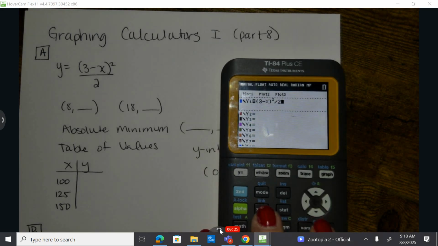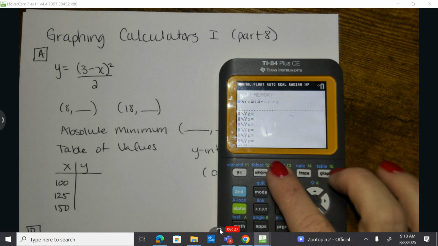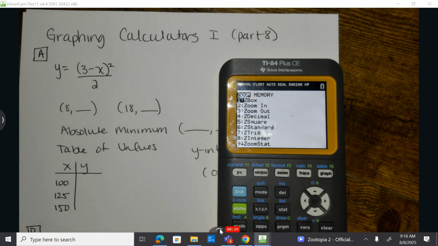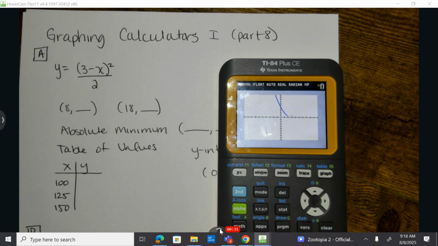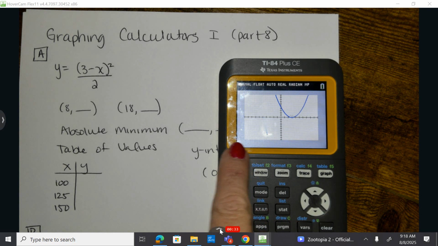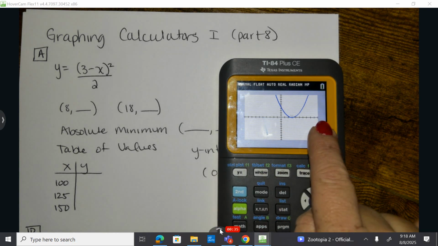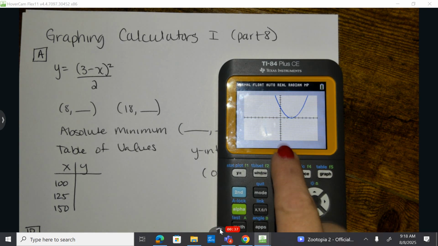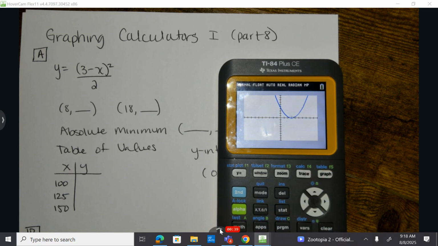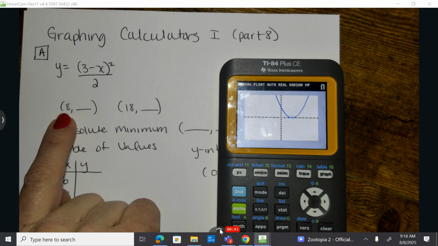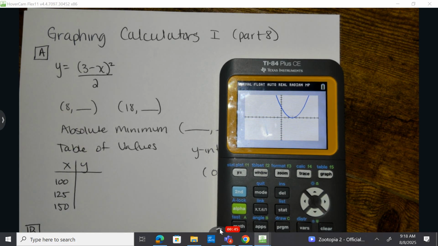Now, when I look at this function in standard form, which means I hit zoom and I go down to number 6, notice that standard form will always go from -10 to +10 for the x's and -10 to +10 for the y's. Always, that is the standard window. Let's now calculate what is the y value that is associated with 8. A couple different ways we can do that. You take your own preference.